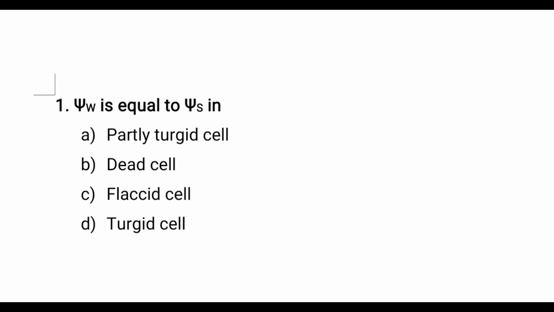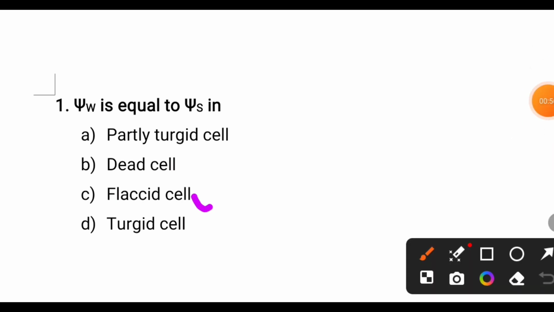Psi W, nothing but water potential, is equal to psi S, that means solute potential. Options are partly turgid cell, dead cell, flaccid cell, turgid cell. Before going to solve the answer, psi W is water potential, psi S is solute potential. They are directly proportional to each other. So in the case of flaccid cell, water potential becomes equal to solute potential. So the correct answer is flaccid cell.